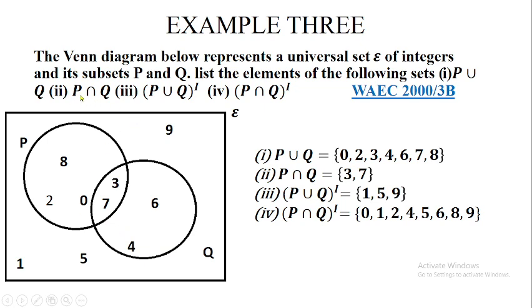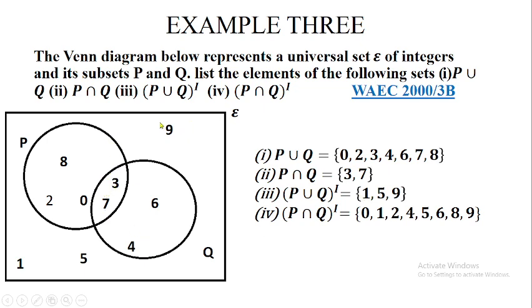Then the next one, we have to find P intersection Q. That means what the sets P and Q have in common. That's their intersection. What they have in common, and you know that that one is always in this place. What they have in common is 3 and 7. So we have 3 and 7.